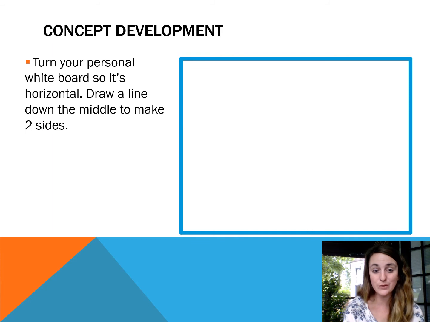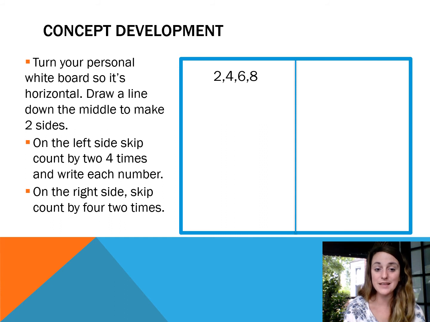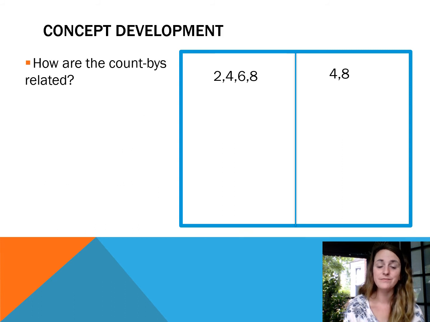Let's turn your personal whiteboards so that they are horizontal. Draw a line down the middle to make 2 sides. On the left side, skip count by 2 four times and write each number. 2, 4, 6, 8. On the right side, skip count by 4 two times. 4, 8. How are the count bys related?